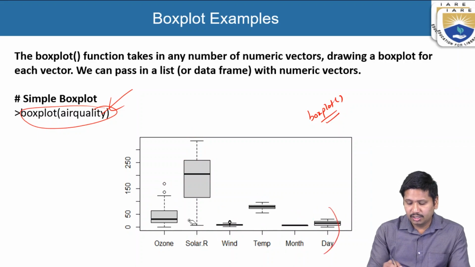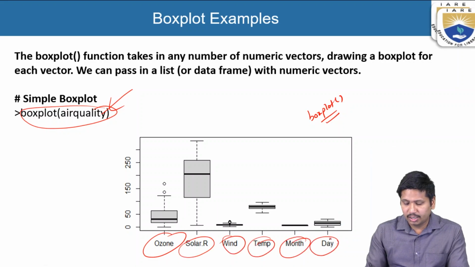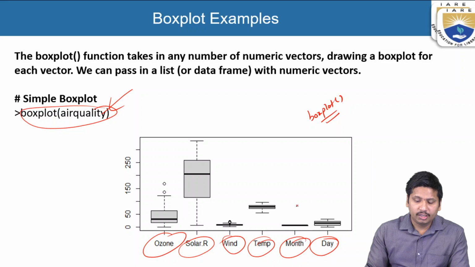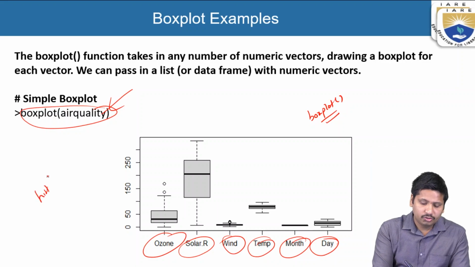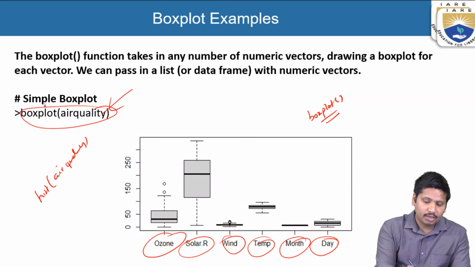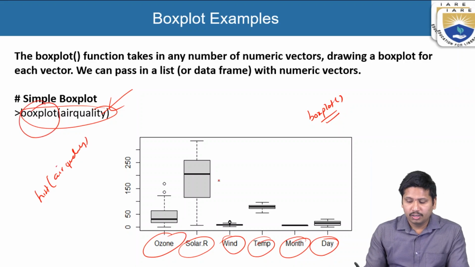In the data set these are the variables: ozone value, solar value, wind value, temperature, month and day. Previously I used the hist function to get a histogram, and here I can use the box plot instead.